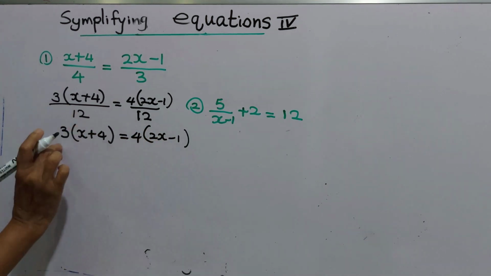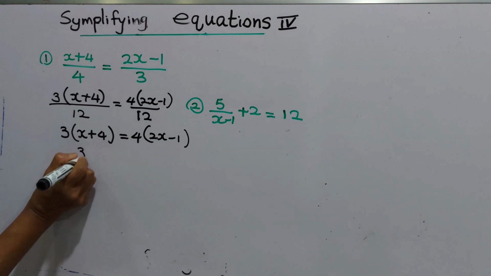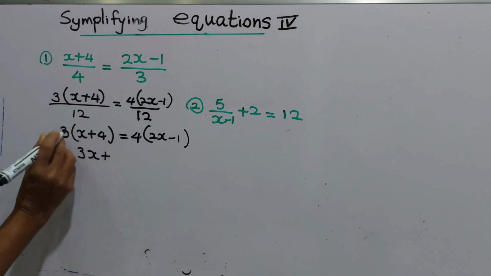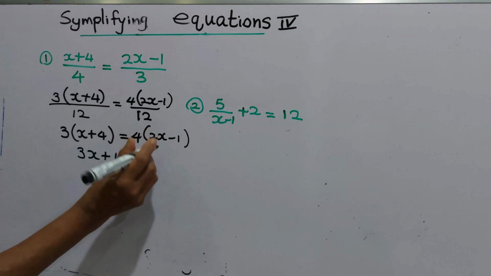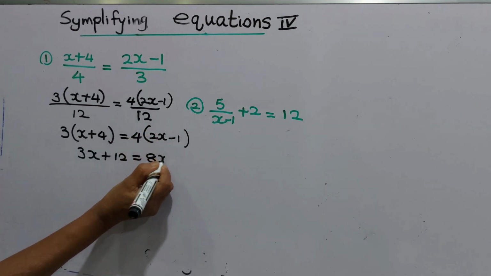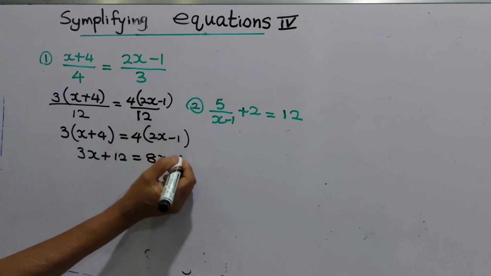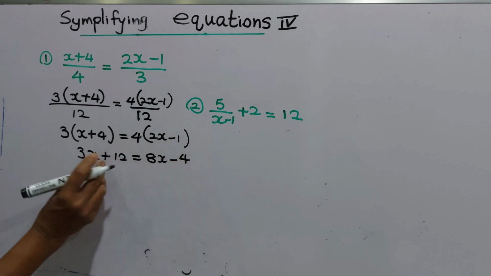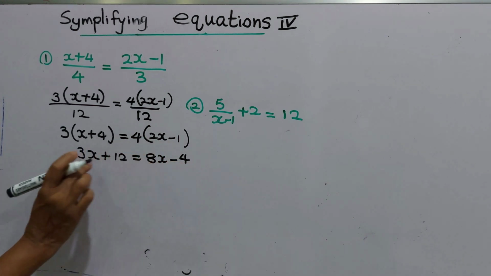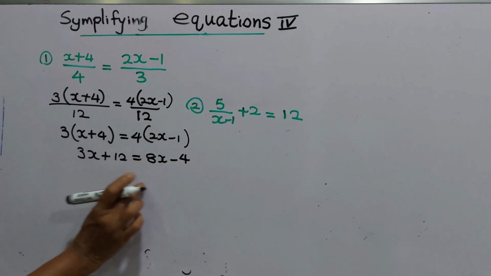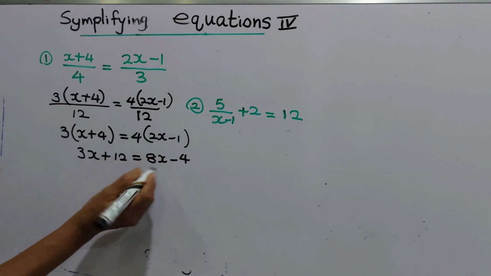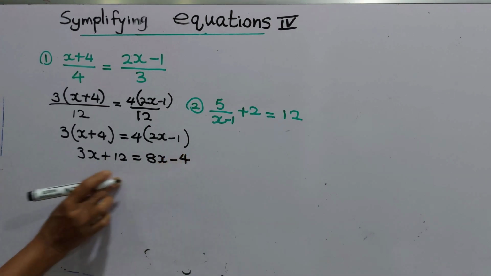Then we can multiply. 3x plus 3 into 4, 12, equals 4 into 2x, 8x, minus 4 into minus 1, 4. Then 8x and 3x: the larger value is 8x. We can move 3x to this side. Then we can move 4 to this side.